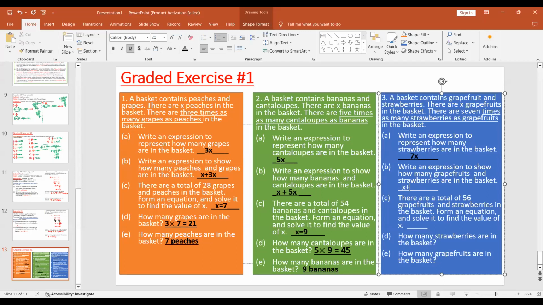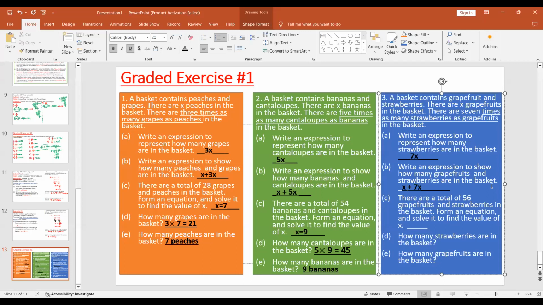X plus 7X. And anyone else got that? X plus 7X for grapefruits and strawberries. Yes, sir. X plus 7X. Anyone else? Yes, sir. I did. Got that as well. Okay, good.